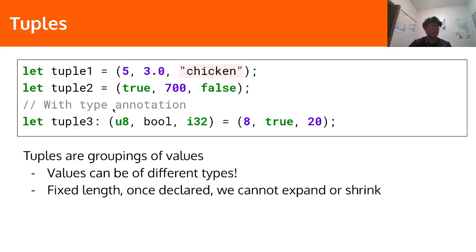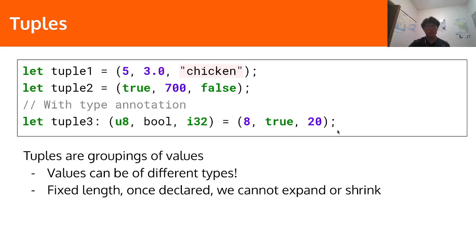Now, as we learned about declaring variables in the last lecture, there are always two ways to declare a variable. One is like this, where I don't explicitly specify the type, and the other way is like this. So here I create another tuple. I explicitly specify that the type is u8 followed by a bool followed by an i32. In other words, I'm creating a tuple of length 3 that will have these three types in it, and then I initialize it to 8, true, and 20.